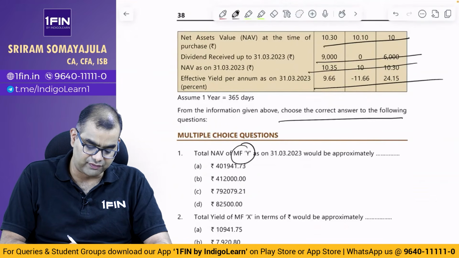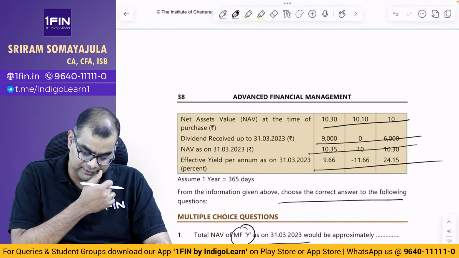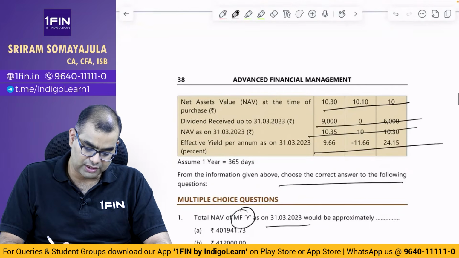Total NAV of MFY on 31st March would be how much? What is NAV at the time of purchase? Dividend received. NAV as on so and so. What is the total net asset value?